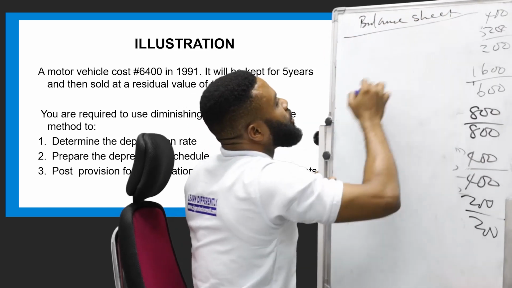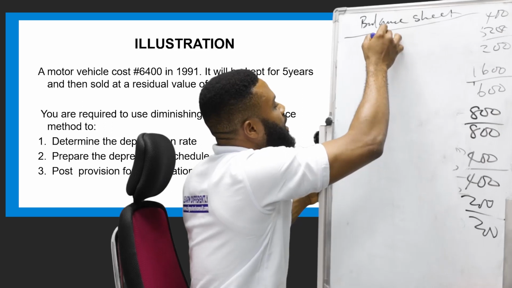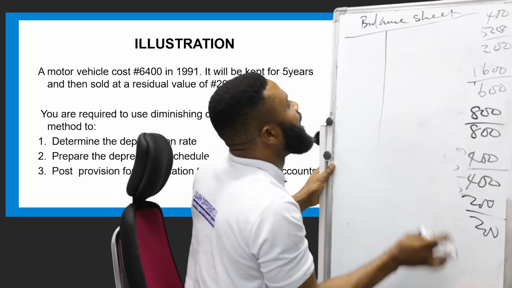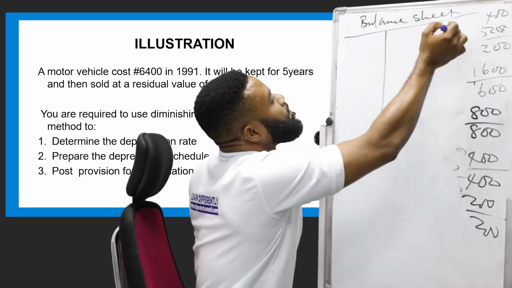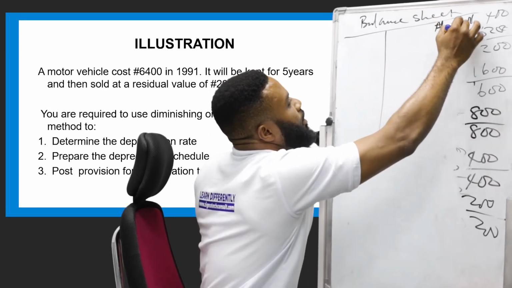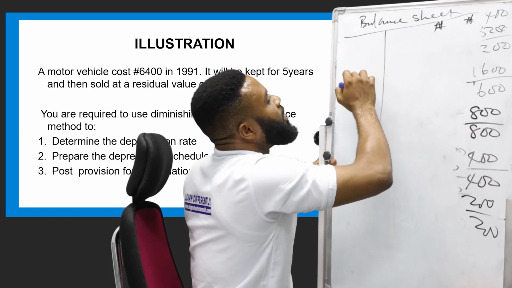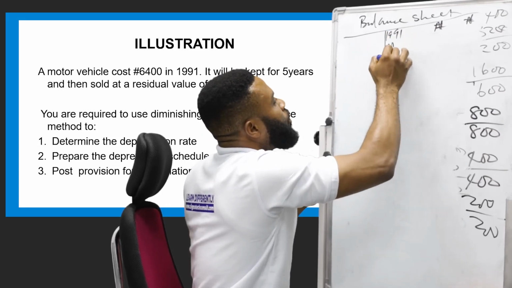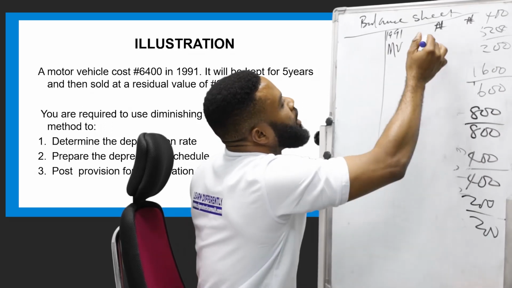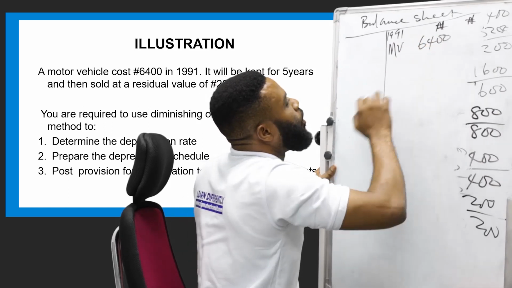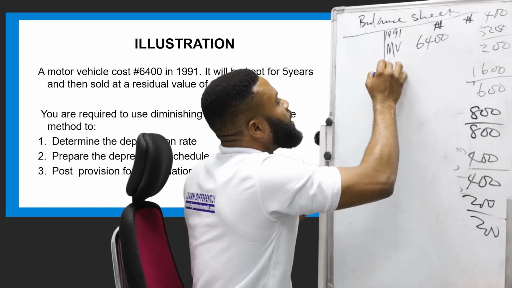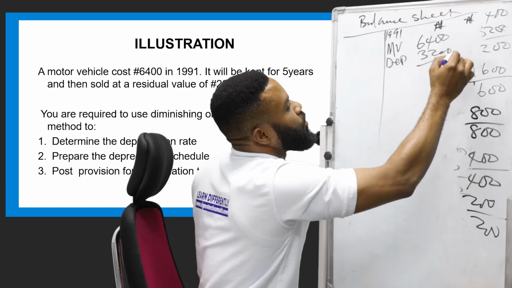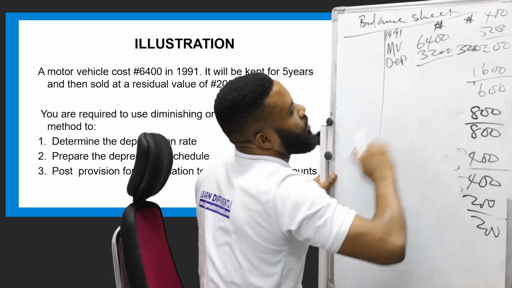Now, this balance sheet will also take the form of a T method. We have other methods that can be used to prepare it. Now, you just come here, write your naira sign, and then you write the year, 1991. What is the asset? Motor vehicle. What is the cost? The cost is 6,400. What is the depreciation? 3,200. When you subtract this, you have 3,200.